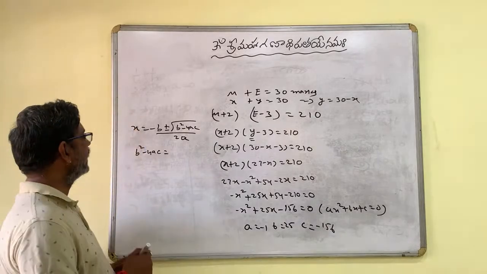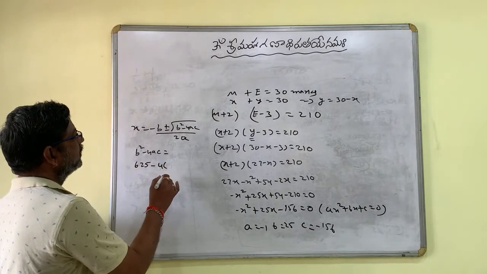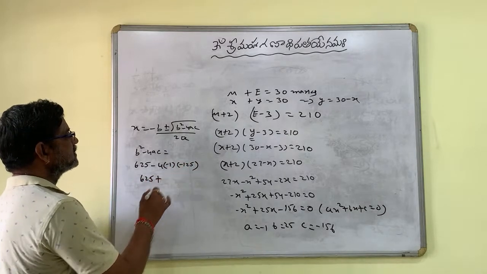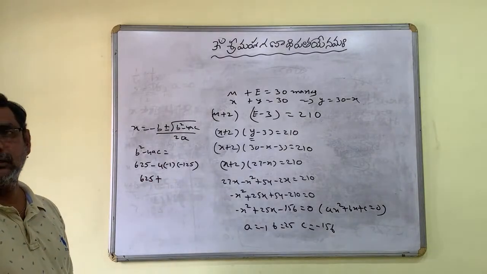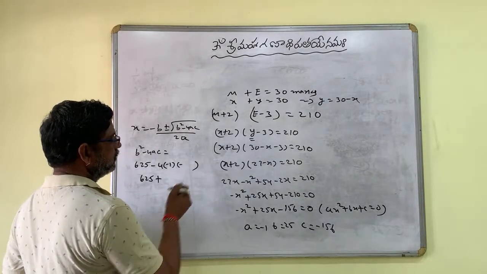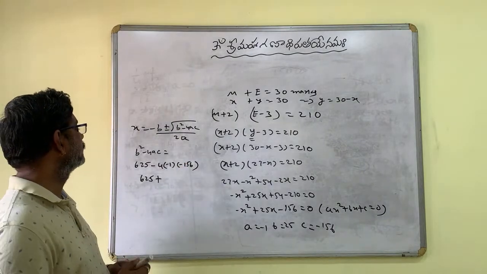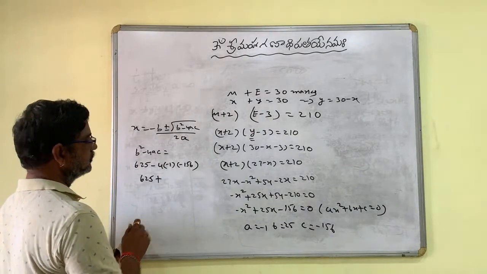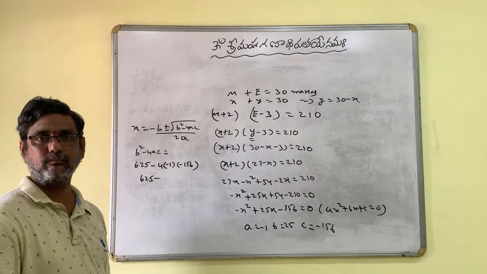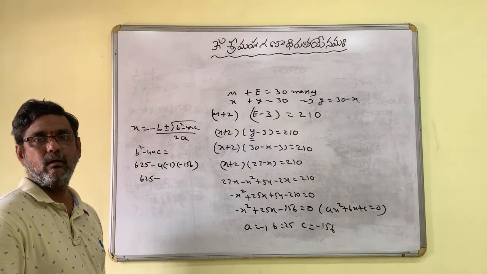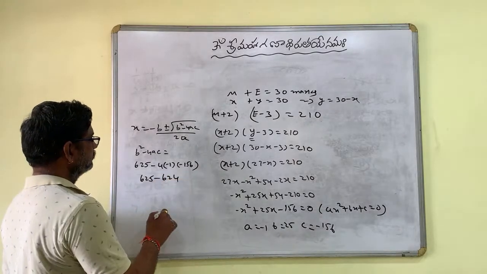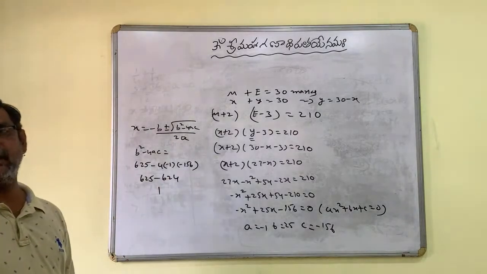b square, 25 square, 625, minus 4 into negative 1 into negative 156. 625 plus, minus times minus, two negatives, minus only. 625 minus 624, that is 1. So b square minus 4ac value is 1.